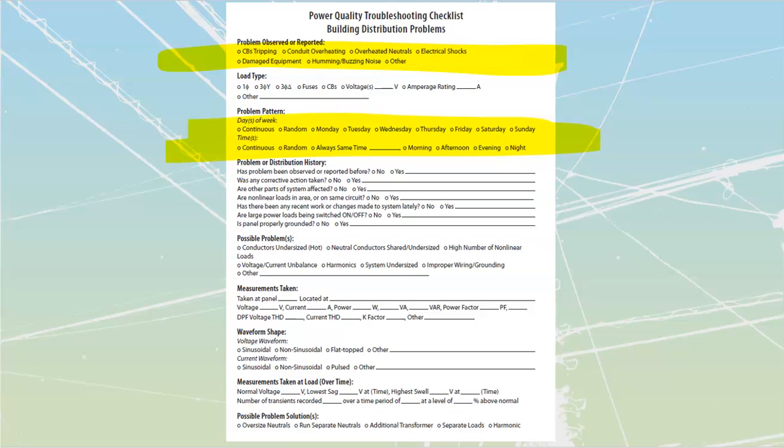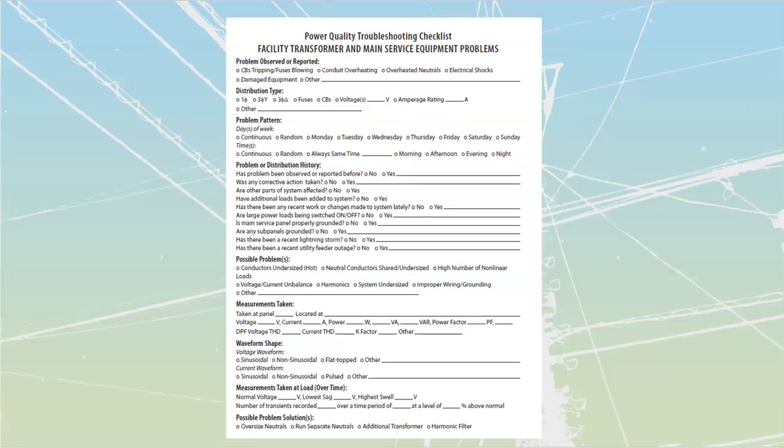The last one that they have is a sheet for facility transformers and main service equipment problems. So just a little bit further out than the other. This one's basically the same as the previous one. Once again, same stuff that you're going to be looking your way through. Okay, that covers us through the causes of poor power quality.